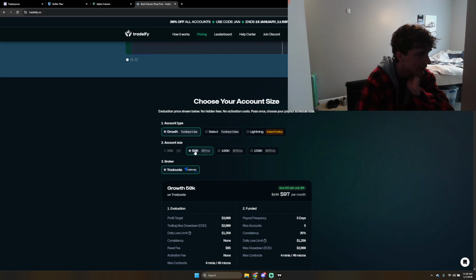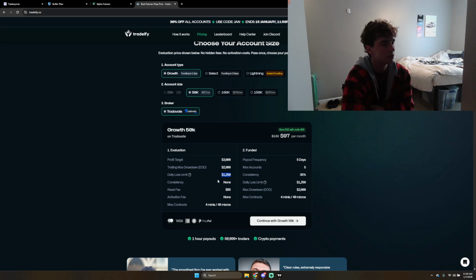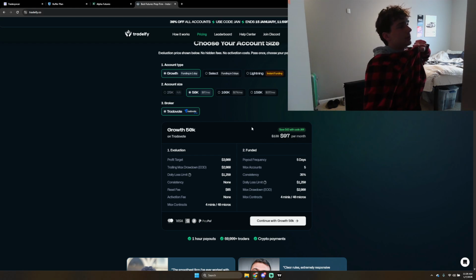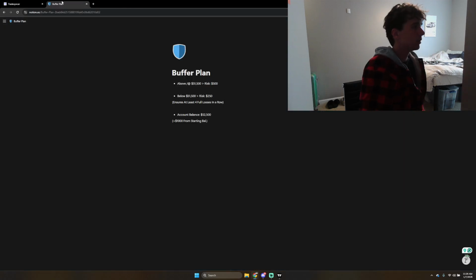Funding in one day. You buy 50K, you buy Tradeabate, obviously. So profit target 3K, max drawdown 2K, daily loss same thing as the Alpha, just 250 more. No consistency, reset fee 8. Literally the exact same thing as the Alpha Futures account, except it's 250 more on the daily loss, and you can have 4 minis, so you don't need as big of a move. So on the 13th I'll be doing this, and then on Friday I'll be doing this. I'm not trading tomorrow.